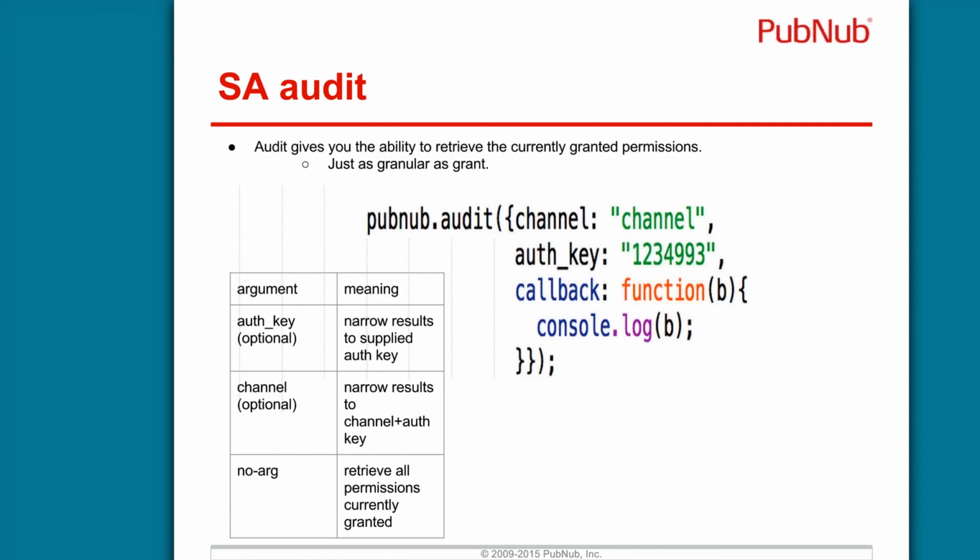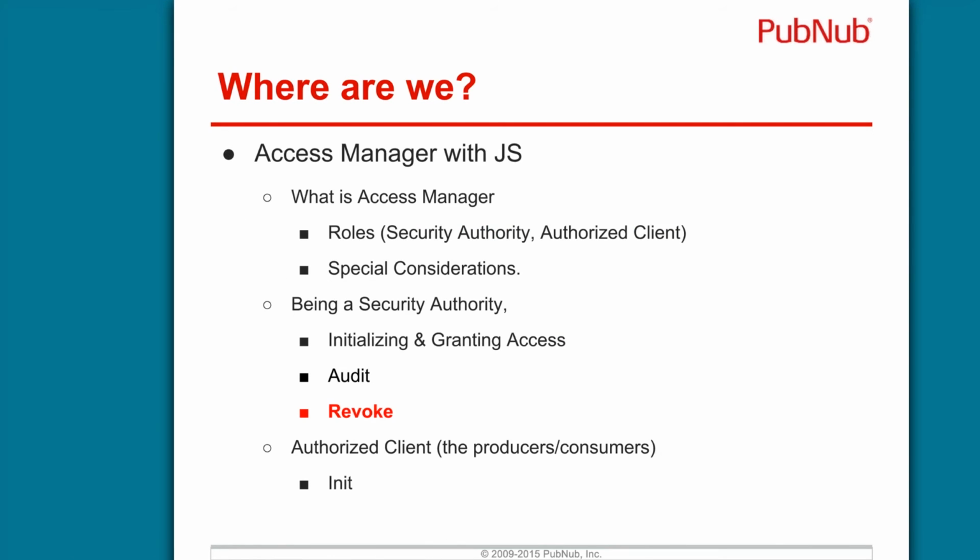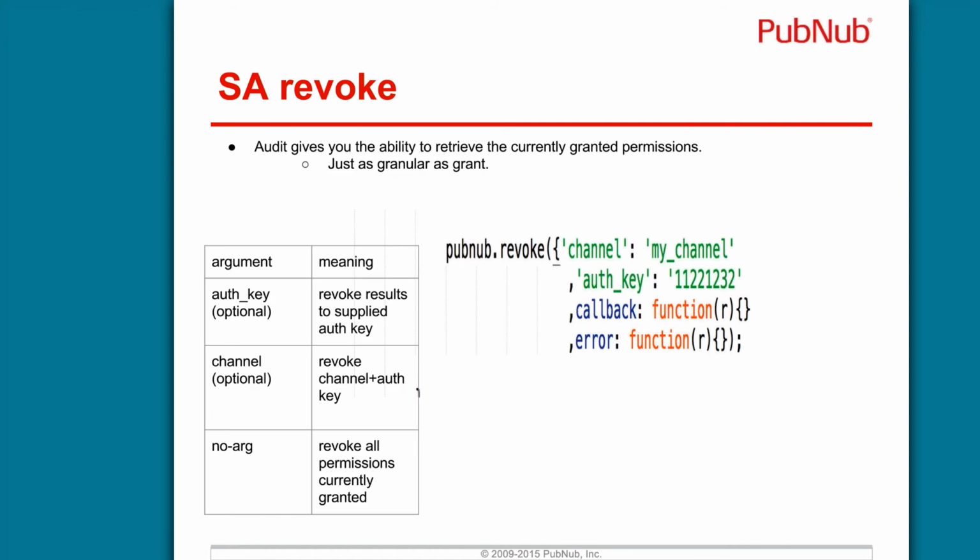Pretty straightforward. All right. Revoke is just grant in reverse, and literally the implementation of revoke actually calls grant with false, false, and provides a false for read and a false for write. But you can revoke, and again, the arguments are as flexible as the grant call. Okay, that would revoke permissions for you.